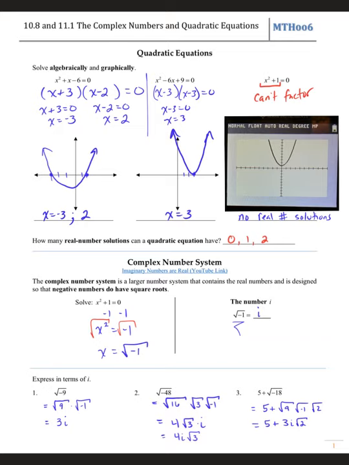Okay, you see here that we have to simplify this square root of -18. Well, that would give us 9 times 2 times that -1. So 5 plus 3i times the square root of 2. That's what we're going to be working with in this section.